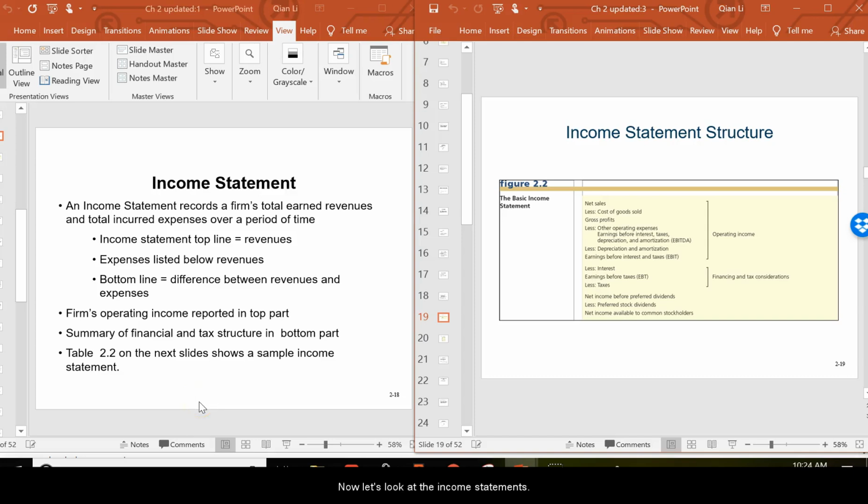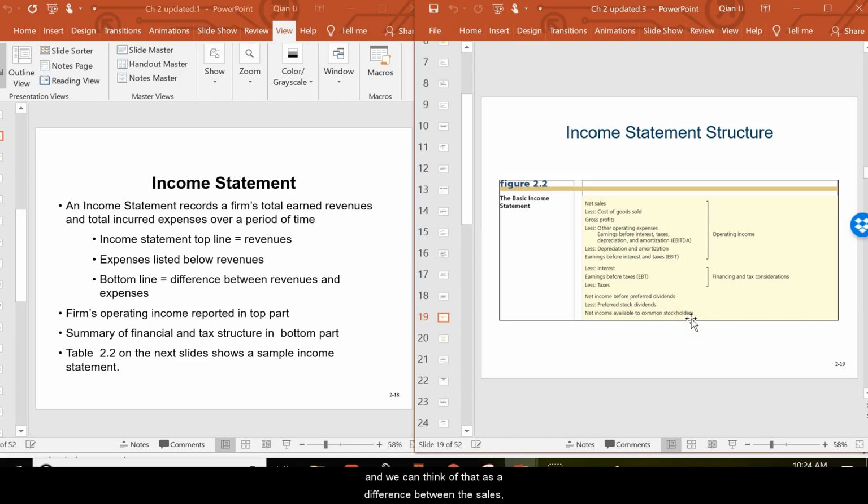Now let's look at the income statement. An income statement records a company's total earned revenue and total incurred expenses over a period of time. So the top line starts with the net sales, or say the revenues. And after the sales and the revenues, we would have different kinds of costs and expenses. And the bottom line of the income statement would be the net income available to common stockholders.